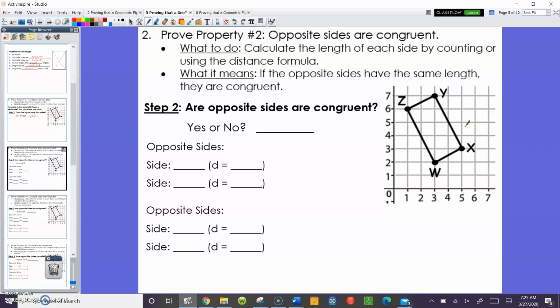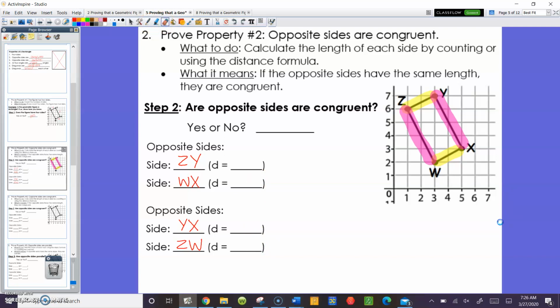So the first thing that we want to do actually is to identify what our opposite sides are. Remember, we have already looked at that. We've already been told, on the first slide, that opposite sides are across from each other. So I'm just going to highlight so you can see your opposite sides. So we know we have ZY and WX, and we also have YX and ZW. So now that we know what our opposite sides are, we can go ahead and find the length of each.